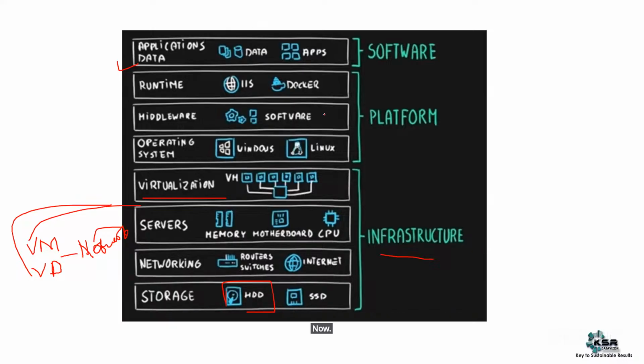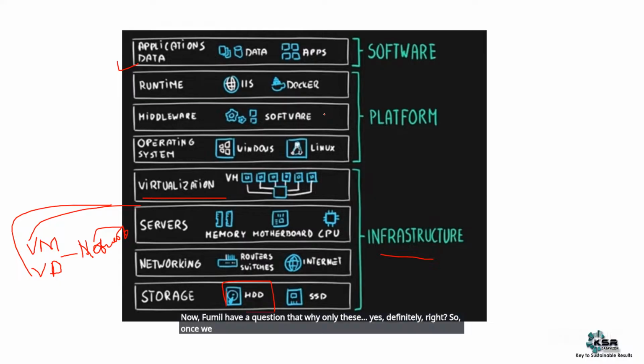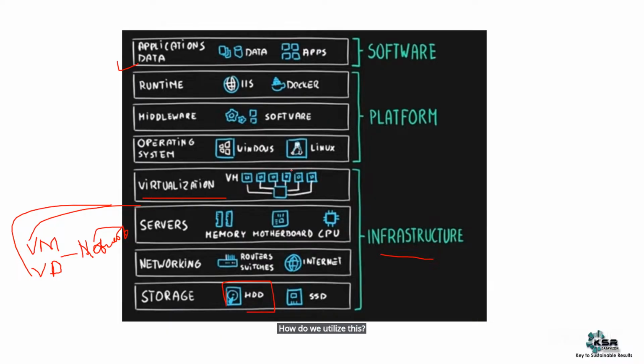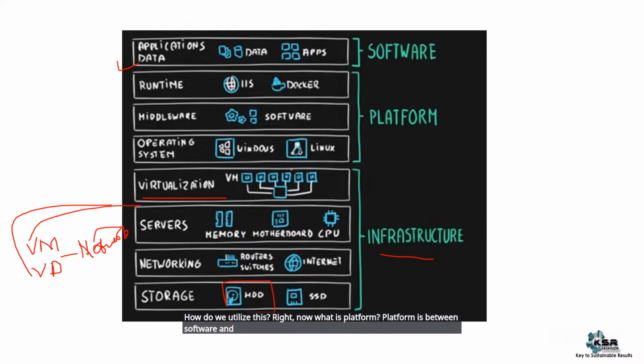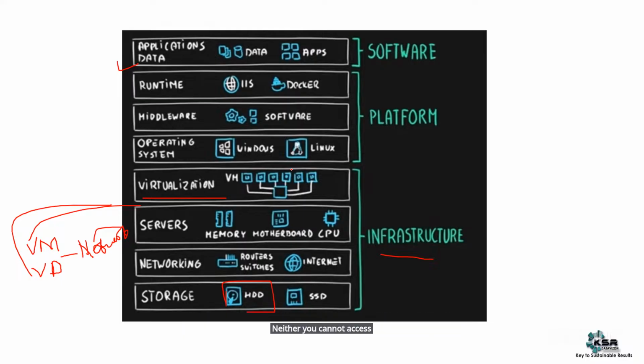Now, a few will have a question: why only these? Yes, definitely. Once we go into the Azure portal, you will get more and more idea of what services we have and how we utilize them. Right now, what is platform? Platform is between software and infrastructure. You cannot access the complete infrastructure, nor is it a full finished product. You will get a platform, and you can utilize that platform to make some changes.